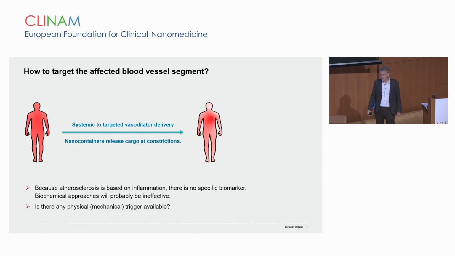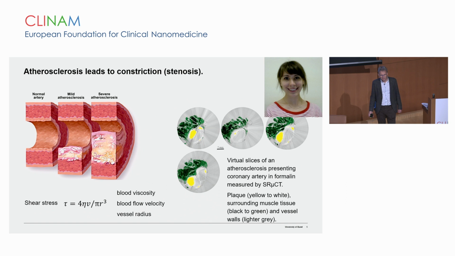Because my background is physics, I was thinking about physical triggers. One of the physical triggers could be the shear stress that is increased within the constriction. You see here on the top Maggie Holme, who is now a professor in Sweden, and at that time she was a doctoral student here, and she has also already presented at Clinam successfully some of the results. The shear stress clearly has an impact, especially because it is inversely proportional to the vessel radius cubed, and that has a drastic effect.